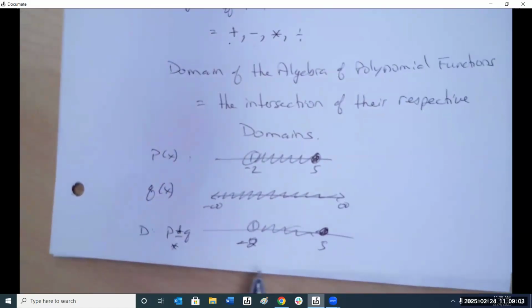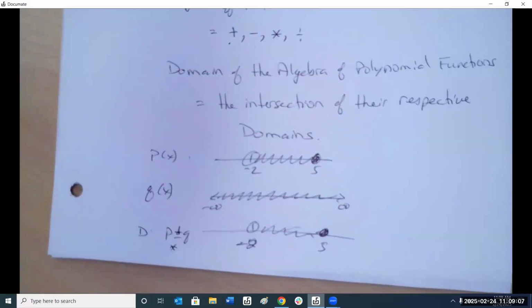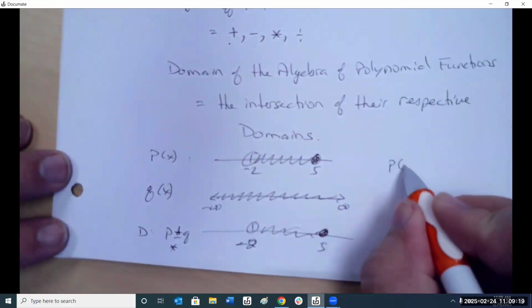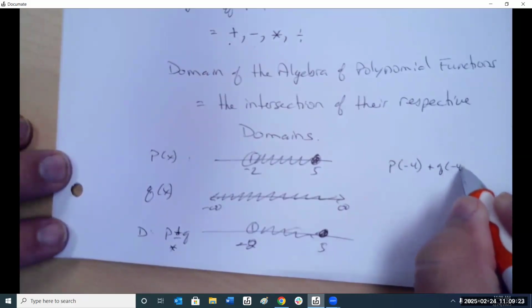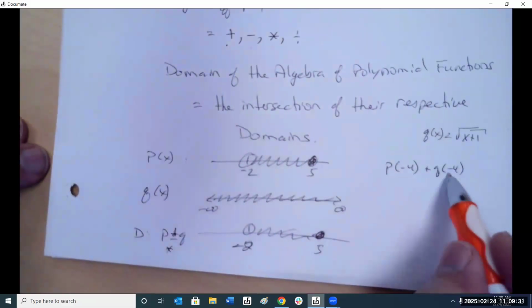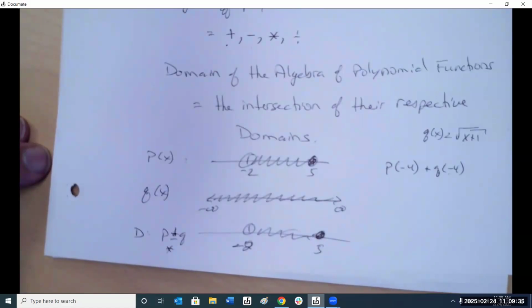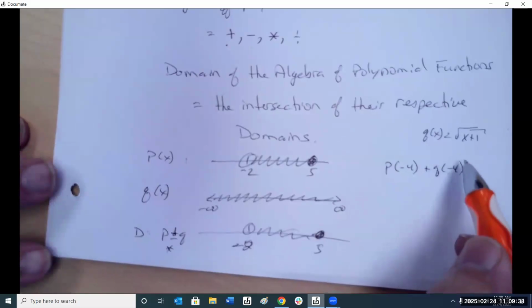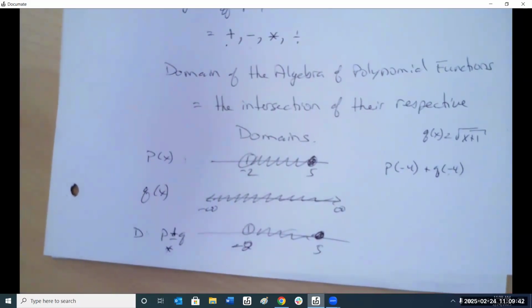Because think of it. If you're adding, subtracting, or multiplying polynomial equations, and for one of them you enter a number that's outside the domain, what happens to the whole equation? In other words, if Q of X is the square root of X plus 1, can I put that in there? No. So again, it's only overlapping where the smallest domain is defined. Does that make sense? I'm hoping. So it's wherever the two functions overlap in the domain, that's where the domain of your algebra is.